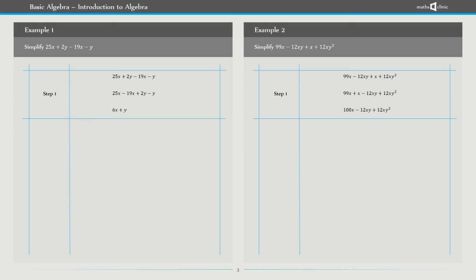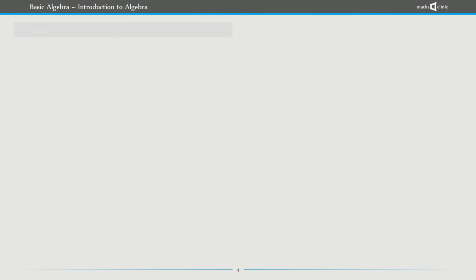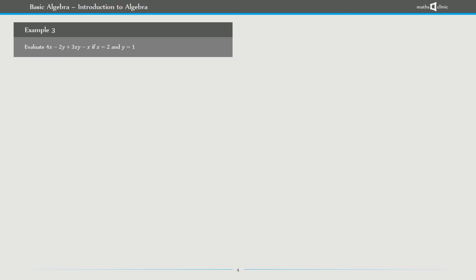Let's try a final example. Example 3 says evaluate. Basically we're learning how to evaluate algebraic expressions now, and the one difference you have is this. Evaluate 4x minus 2y plus 3xy minus x if x equals 2 and y equals 1. What this simply is, is we need to simplify the expression and then substitute values for x and y into the expression. So let's go ahead and do that.